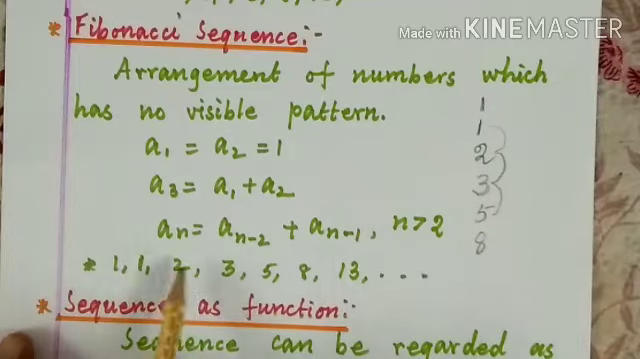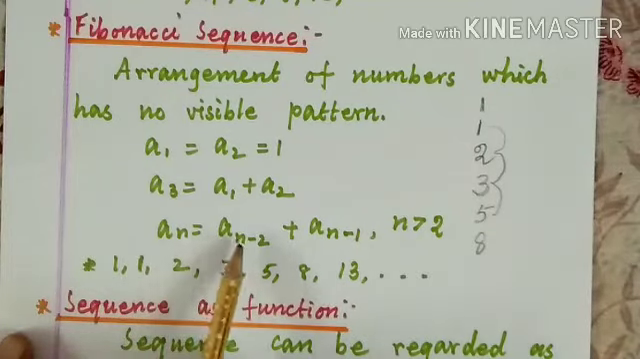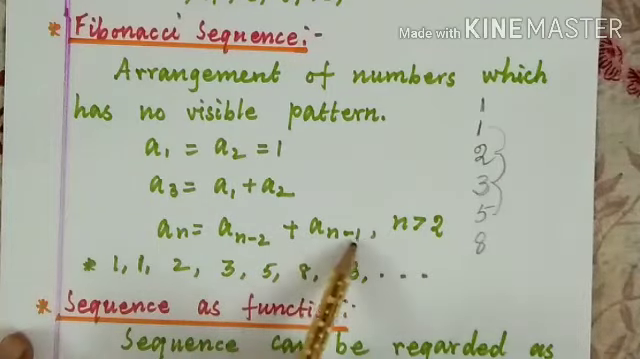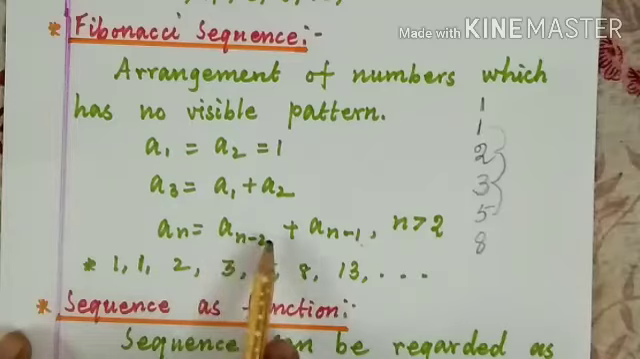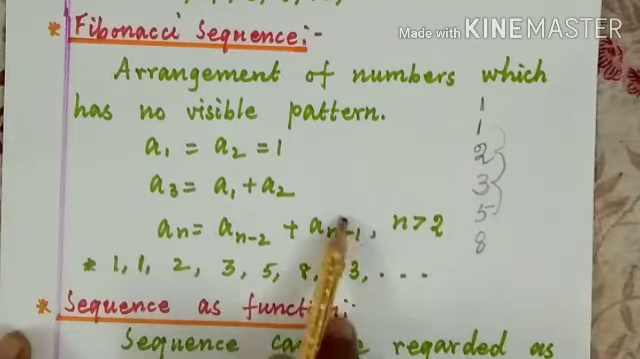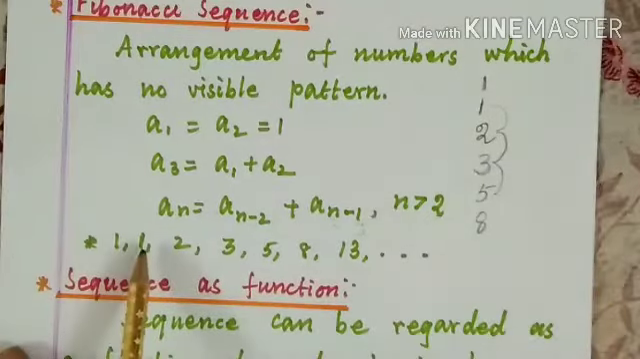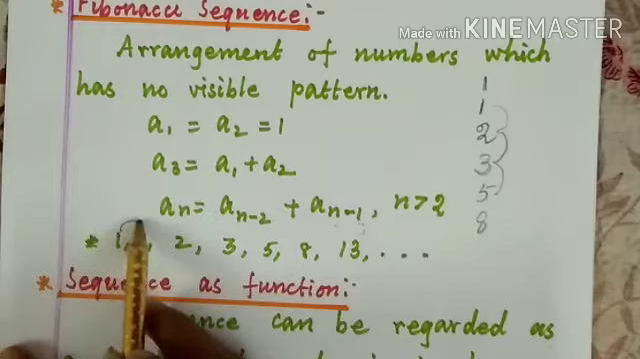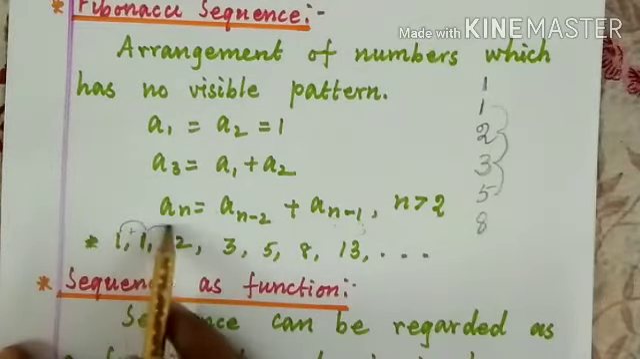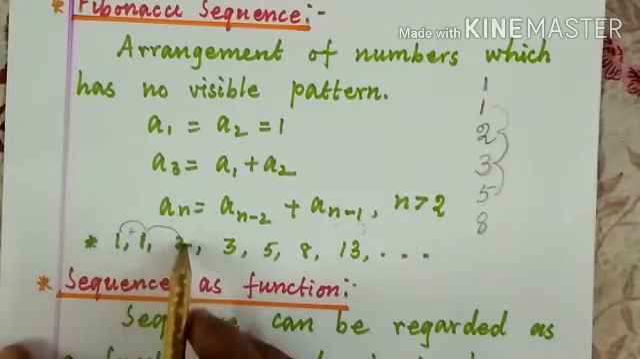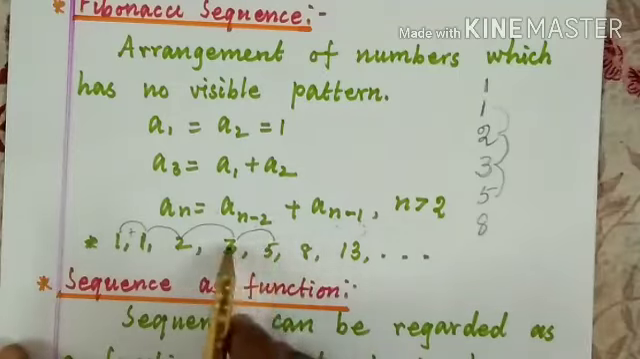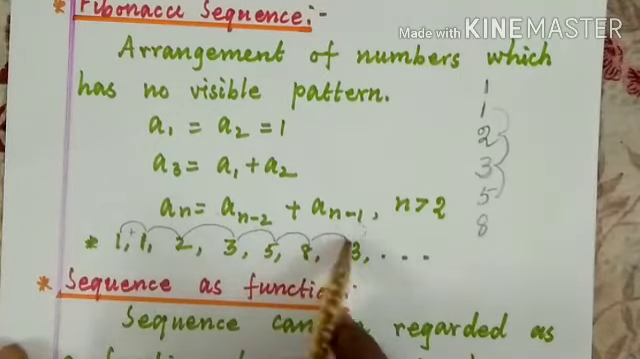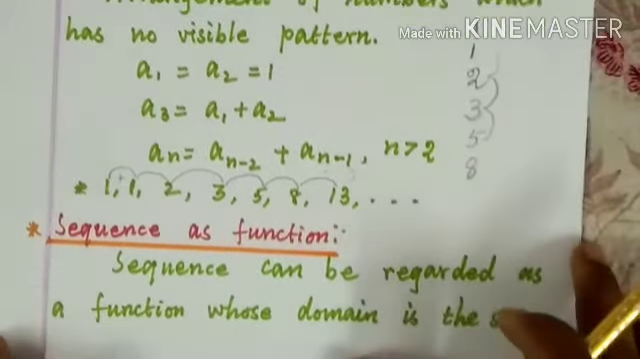So, the general term of the Fibonacci sequence is an is equal to an minus 2 plus an minus 1, n greater than 2. That means A3 is equal to 3 minus 2, 1, and 3 minus 1, 2. Therefore, A3 is equal to A1 plus A2. Therefore, the sequence is 1, 1, then 1 plus 1 we get 2, then 1 plus 2 we get 3, then 2 plus 3 we get 5, 3 plus 5 we get 8, 5 plus 8 we get 13, like that it goes on. The next heading, sequence as a function.